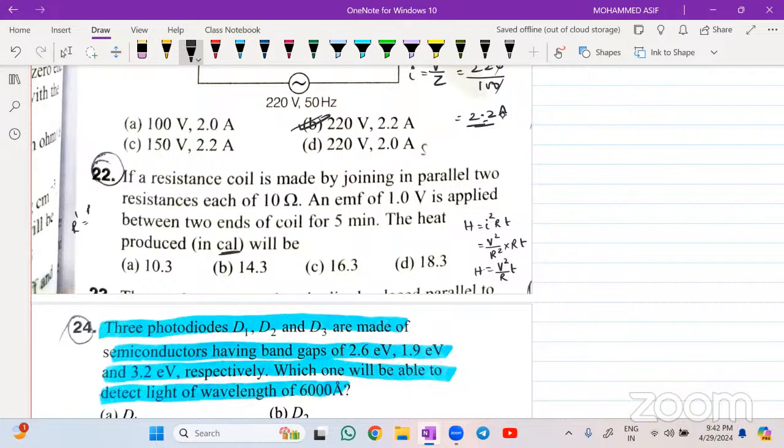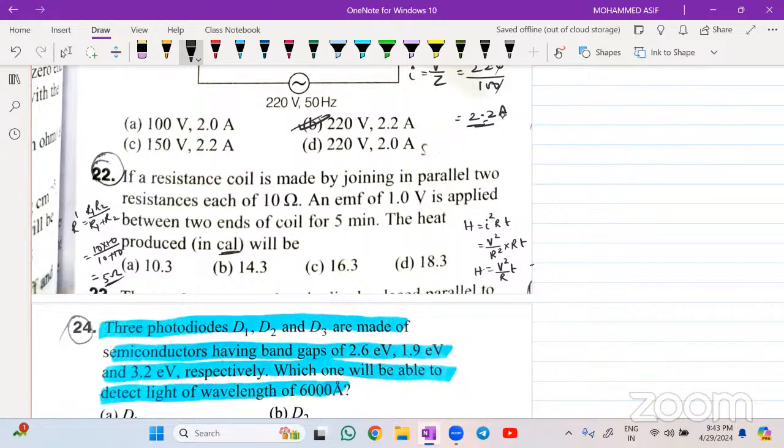R dash will be equal to R1 into R2 divided by R1 plus R2. So that value will be equal to 10 into 10 divided by 10 plus 10. 10 into 10 is 100 divided by 20, that is equal to 5 ohms, okay, isn't it? So heat produced in 5 minutes will be equal to how much for me?